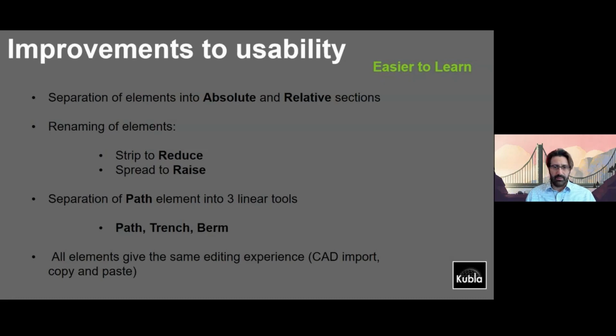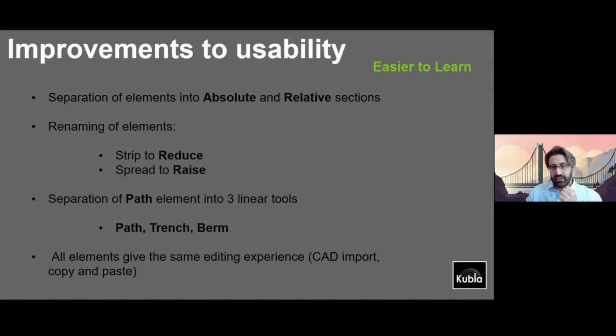On top of that, the path element was able to do heights and depths, if you specified negative heights, and explicit or absolute elevations. We've split that into three, which we think really helps with comprehension. You've got a trench, which is specified by depth, a berm, which is specified by heights, and a path, which is specified by absolute elevations from a datum. So we've separated them out into these two sections. That's all a bit complicated, but it'll make more sense when we go into Kubla Cubed and show it.